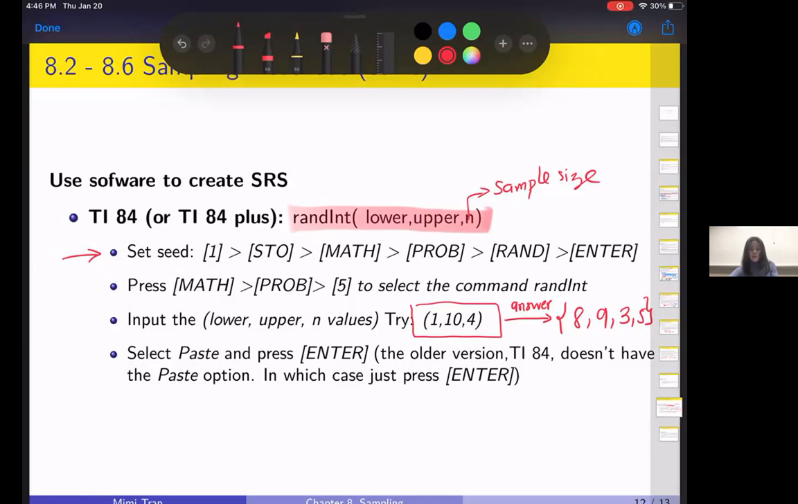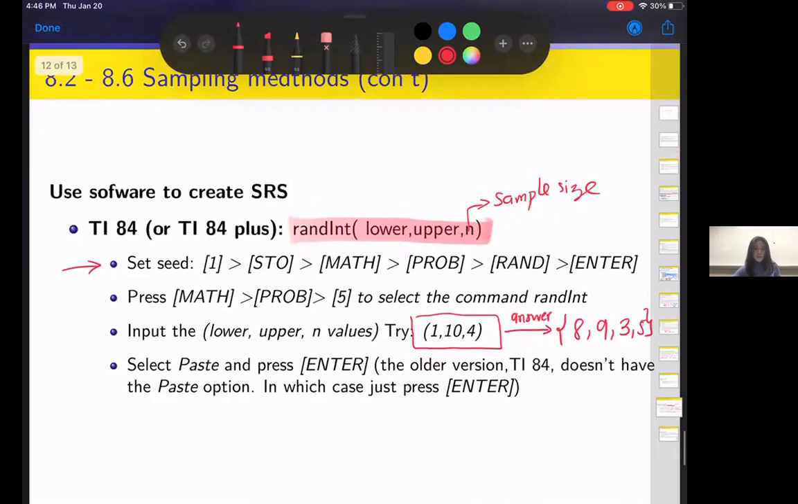1, 10, 4. Thank you. Okay, I got it. I think it's because I added a parenthesis at the end. Yeah. Everybody, if you set C to 1, you should have the answer 8, 9, 3, 5. Randy, you have a different answer. You didn't set the seed. How do you set the seed? Right there in my share screen.